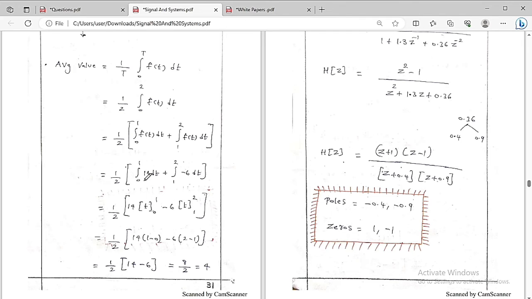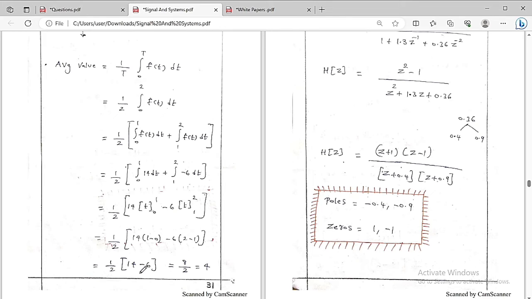As 14 is a constant, we can take it outside the integration, and integration of dt is nothing but t, substituting the limits 0 to 1. Minus 6 is a constant, we can take it outside the integration. So minus 6 into integration of dt, which is t, substituting the limits 1 to 2, upper limit minus lower limit. Here 1 minus 0 is 1, so 1 into 14 is plus 14. Minus 6 into 2 minus 1, which is 1, so 1 into 6 is 6, and with the minus we get minus 6.